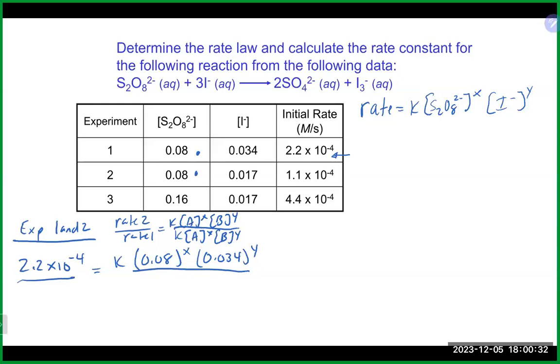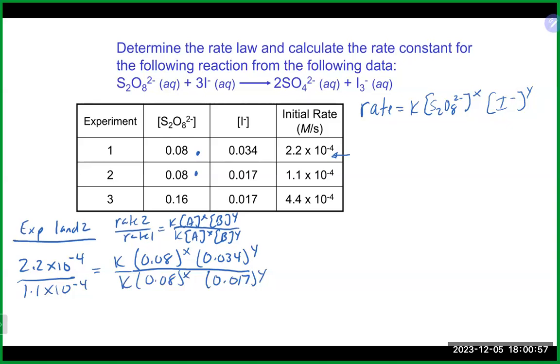We're going to do the identical thing here with experiment number 2, put it on the bottom, which will give us 1.1 times 10 to the minus 4, k, 0.08 to the x, and 0.017 there to the y. There's not any questions on where those numbers came from.